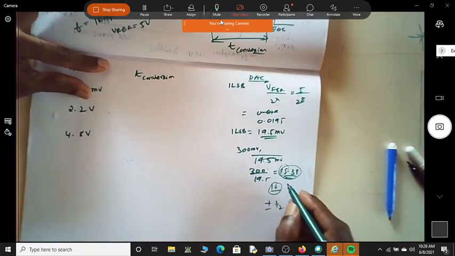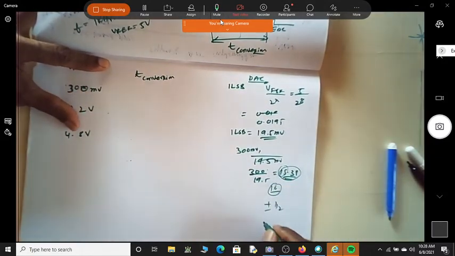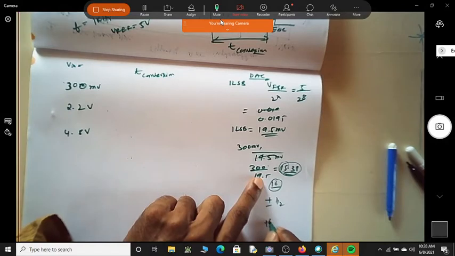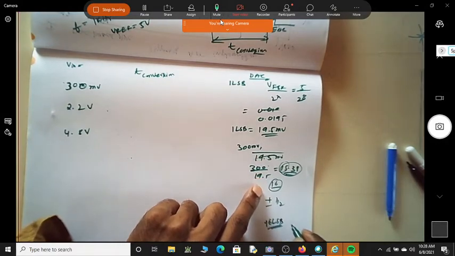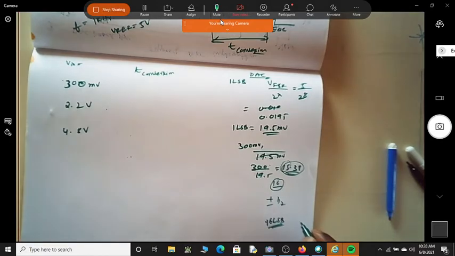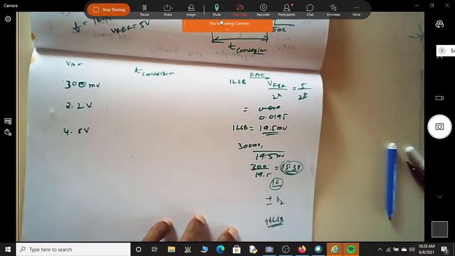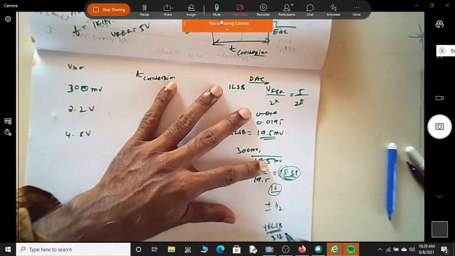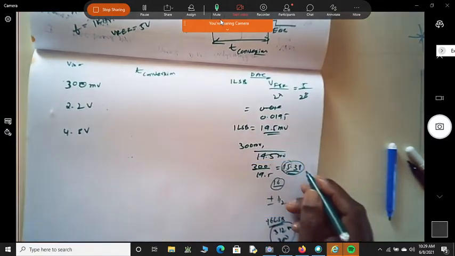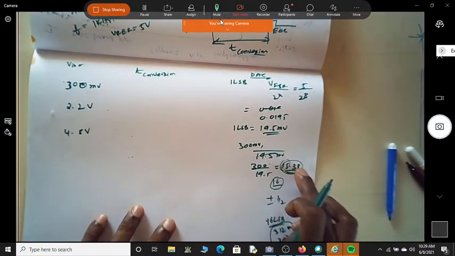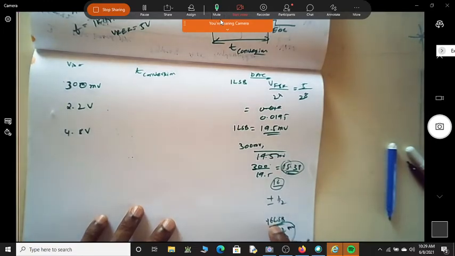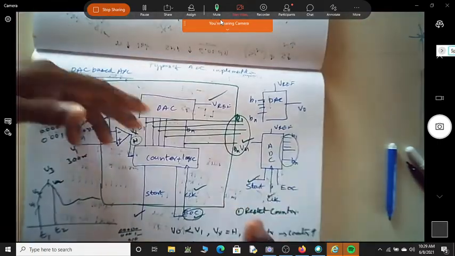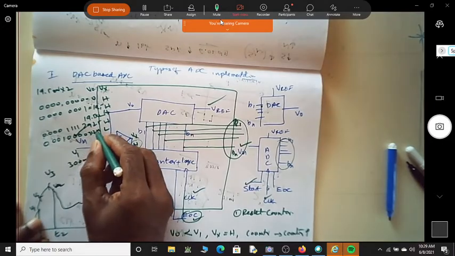How much LSB error is there? How much is 16 LSB? It is 312 millivolt, but the input is 300 millivolt. Can you see, instead of 15.38 LSBs, you are representing it as 16 LSB. So there is a slight error of plus half LSB. So this is the number of LSBs.